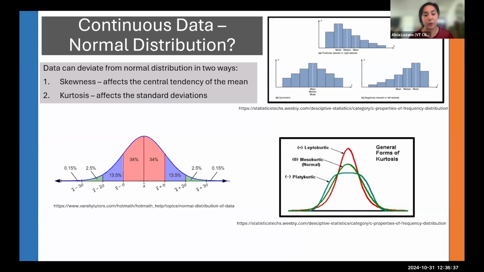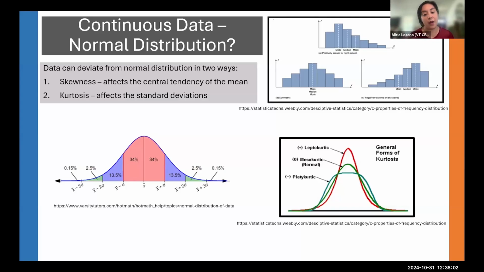And so skewness is important because it does affect measures of central tendency, right? Your mean, median, and mode, which we can see in the diagram showing how the mean shifts in skewed distributions. So the second way that data can deviate from the normal distribution is through kurtosis. Kurtosis describes essentially the tailedness, how much of a tail you have, or the peak of the distribution.